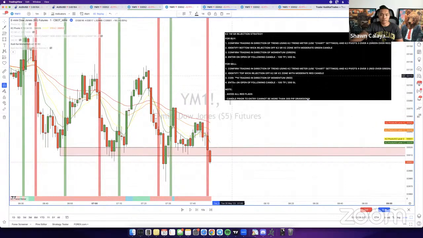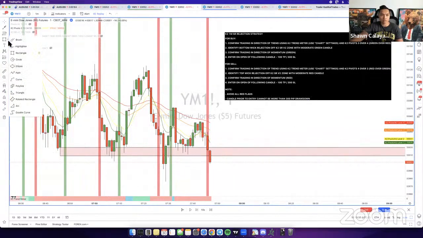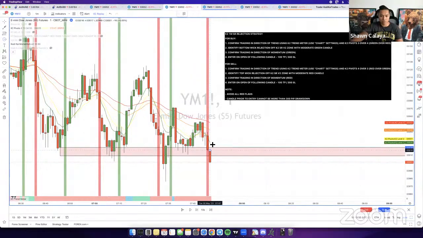Second criteria, identify a top wick rejection off the SR zone with a moderate red candle. So right here, you can see this candle is rejecting off the zone. It's a small wick rejection, but it's still a wick rejection. Nonetheless, you can see this is a moderate red candle, right? There's no big wick on the bottom. It might be about the same size as the top, but the main key thing here is that the body's way bigger than the bottom wick. So we can consider that moderate. Third requirement, you want to confirm that you're trading in the direction of momentum. We have a sell signal right here that meets criteria, and you would enter this for a short position.